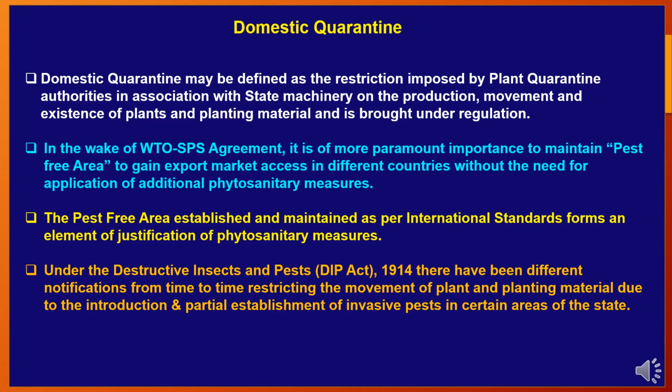Plant quarantine is of two types: domestic quarantine and international quarantine. Domestic quarantine may be defined as the restrictions imposed by plant quarantine authorities in association with state machinery on the production, movement and existence of plants and planting material, and is brought under regulation in order to prevent the introduction or spread of a pest.